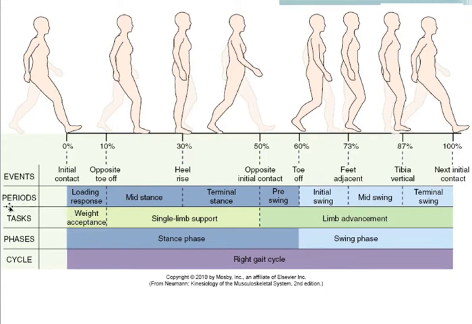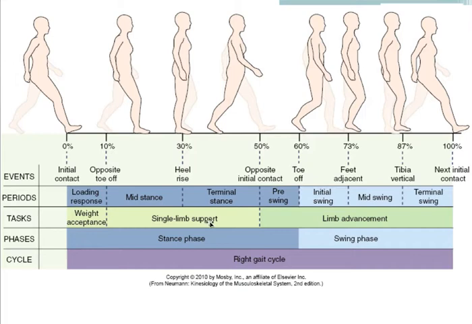Okay. Then during each one of those phases, we have different tasks that the body's accomplishing. So from 0 to 10% of the walking cycle, you have weight acceptance. So essentially, as the leg comes to land, it has to position itself so it can support the body. That's called weight acceptance, and that's from 0 to 10% of stance.